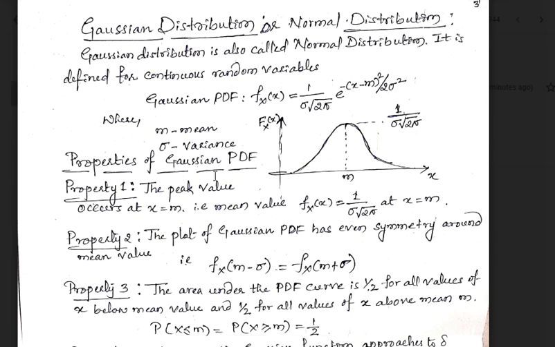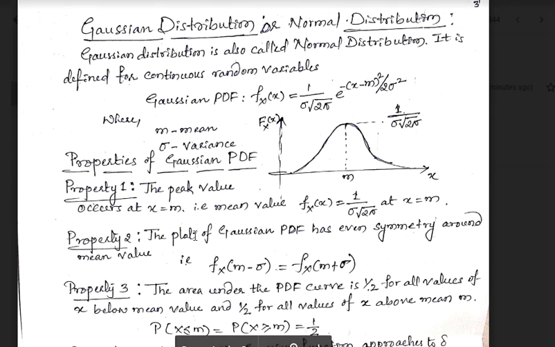Now the properties of this PDF are: the first property, the peak value occurs at x is equal to m. Here we can even write f as small f because it is a PDF graph. The maximum value of the PDF happens to be at the mean, as we can represent here. When x is equal to m, the exponent becomes e to the power 0, so this value becomes 1, that would be the highest value.